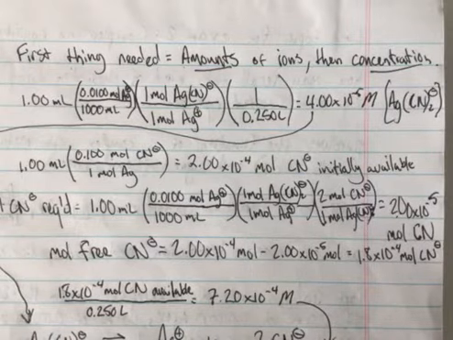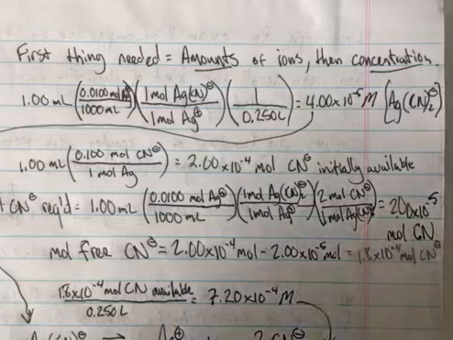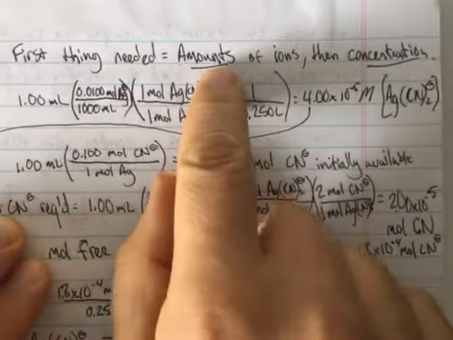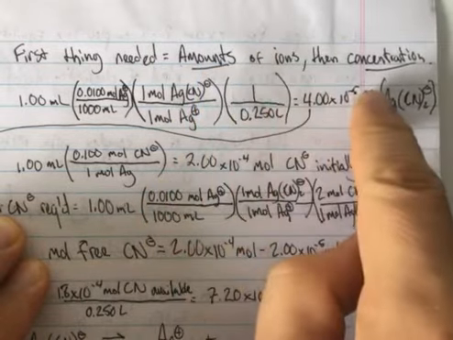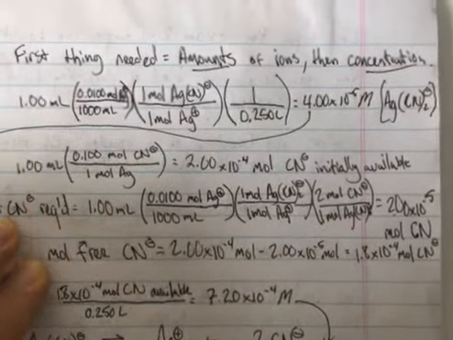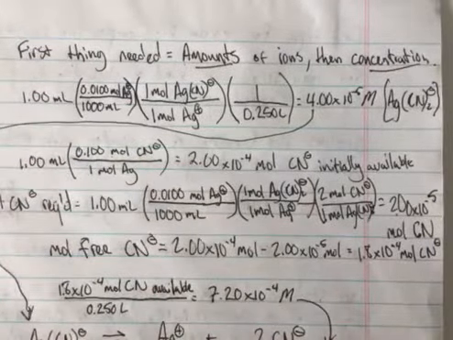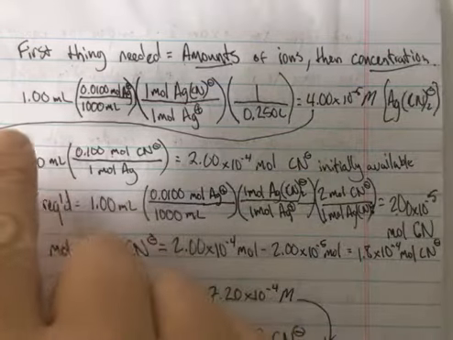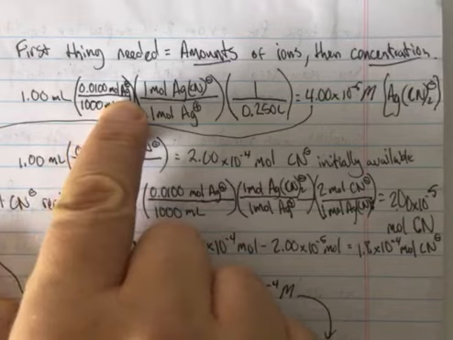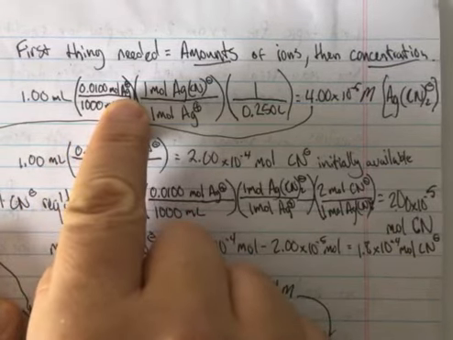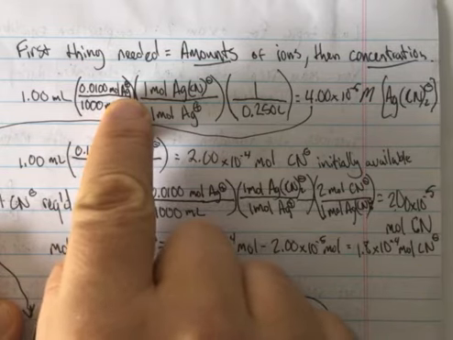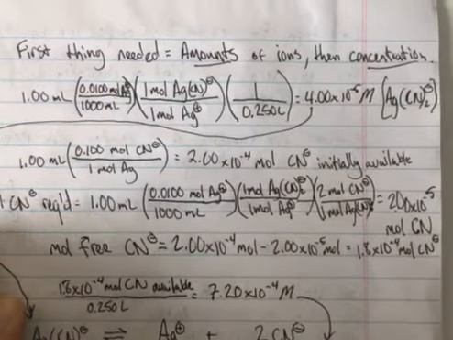Okay, to wrap things up, the first thing that we're going to need for this problem is amounts of ions and then the concentration. Remember, we're putting mLs of each of these concentrations into an overall mixture. The first one we're going to figure out is how much silver is going to be needed to make the amount of silver cyanide complex that we're going to form.